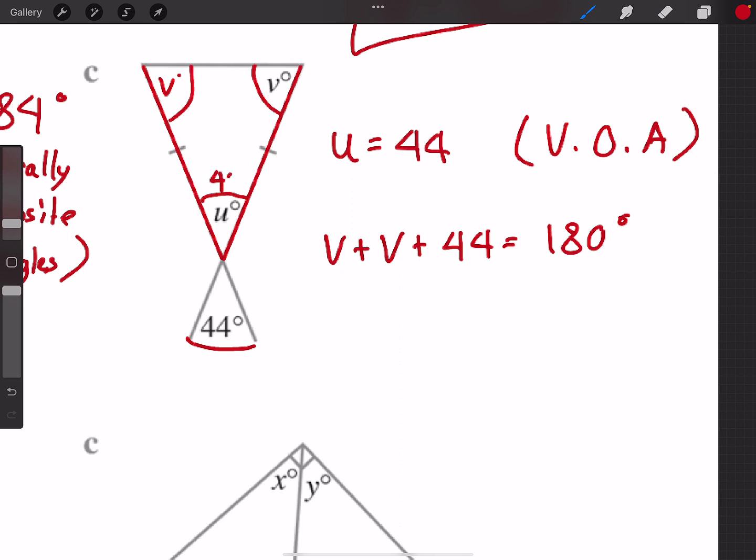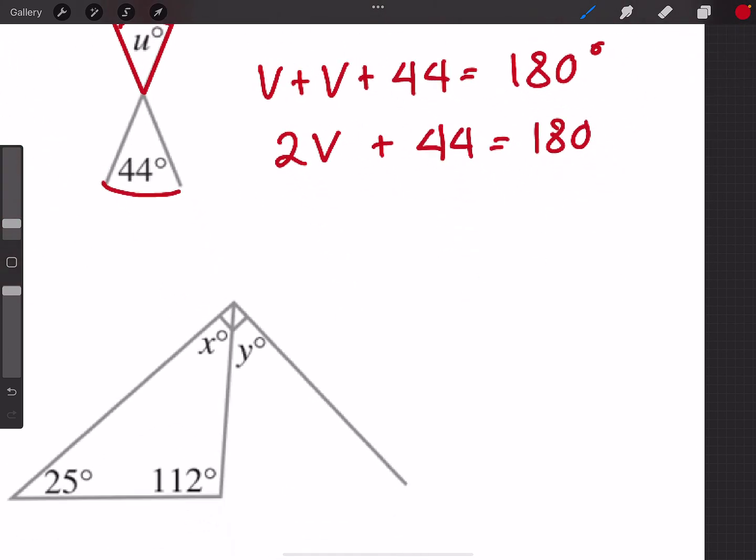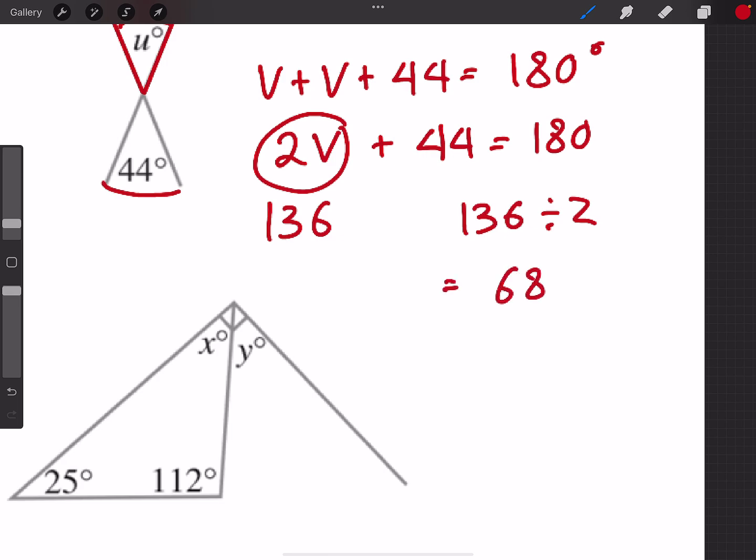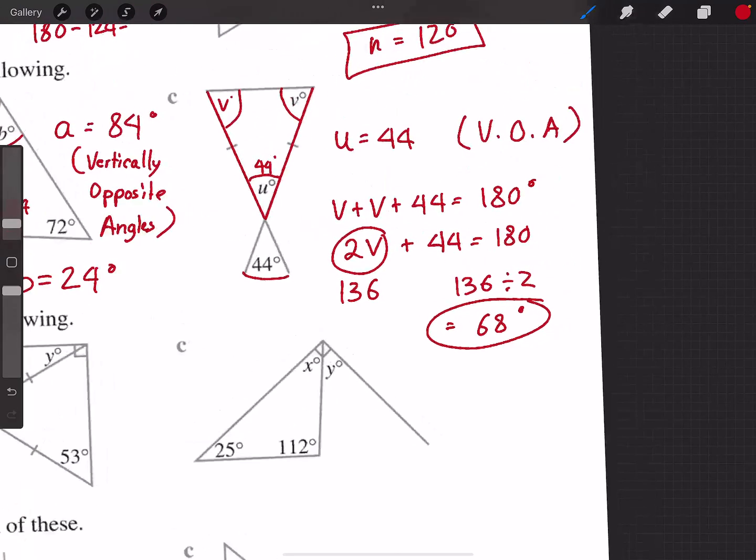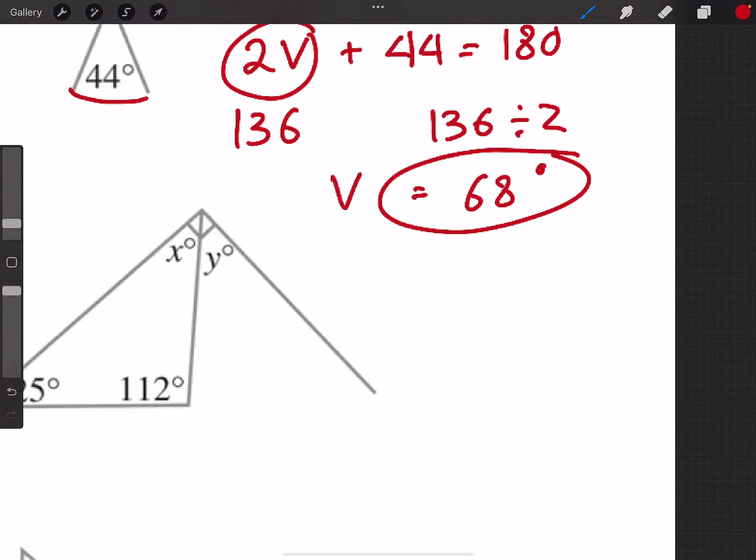So here you've got V plus V is 2V, plus 44, and that will give me 180 degrees. What's 180 take away 44? 180 take away 40 is 140, take away 4 is 136. So this must be 136 because these two numbers add together to give me 180. Okay, so 136 divided by 2 will give me 68 degrees. So therefore V must equal 68 degrees.